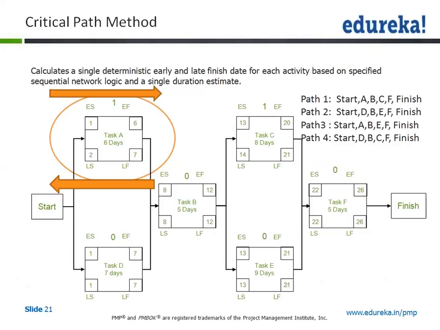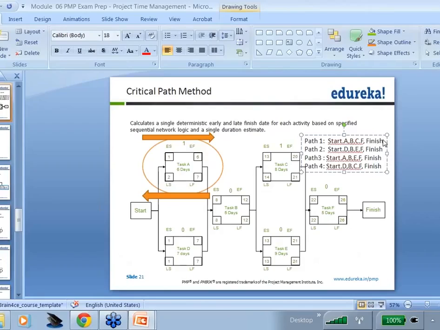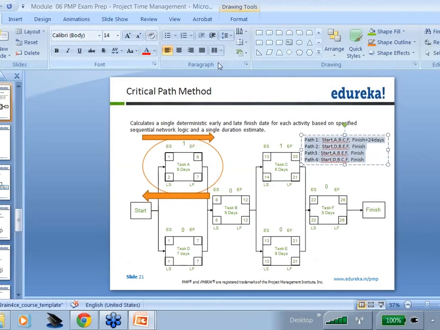So we will calculate the total number of days needed for finishing each of the tasks as defined in the respective paths. Let me first look at path A. For path A, I will add up activity A, which is 6 days, activity B, which is 5, 6 plus 5 is 11, activity C, which is 8 days, 11 plus 8 is 19, then comes F, which is 5 days. So path 1 becomes about 24 days.